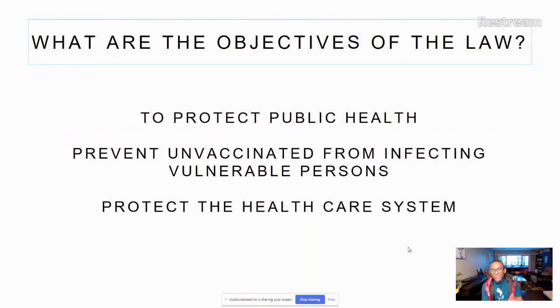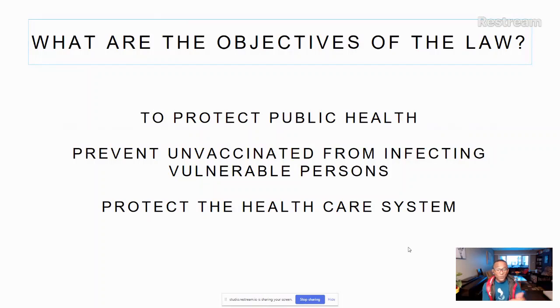we can actually try to guess at what the objectives of the law might be. If you're asking people who have refused vaccination to get vaccinated or pay some kind of health levy or a fine, I think this is what Quebec is going to offer as reasons as to why they're doing that. They want to protect public health. Well, that's a reason everyone can understand.